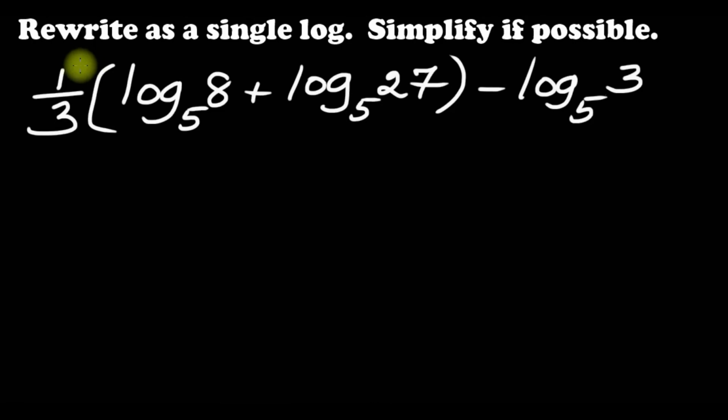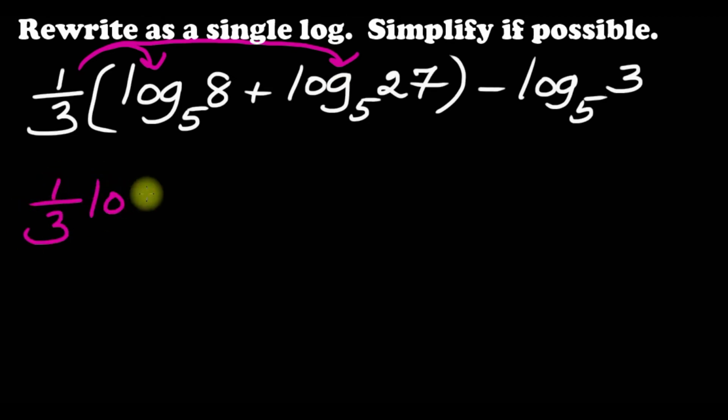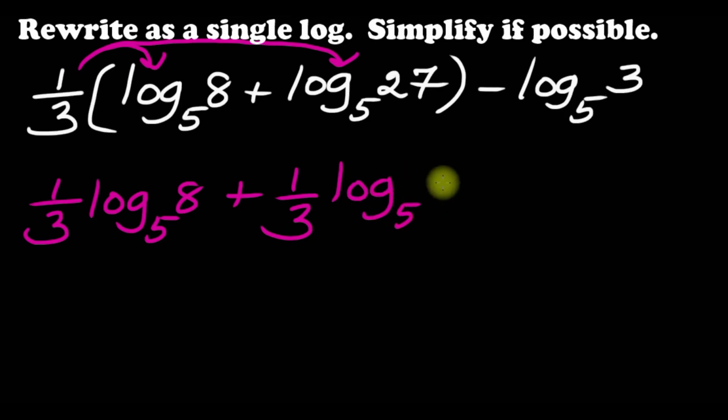The first thing we have to do is distribute the 1 over 3 to get rid of the parenthesis. So you have 1 over 3 log base 5 of 8 plus 1 over 3 log base 5 of 27 and then minus log base 5 of 3.